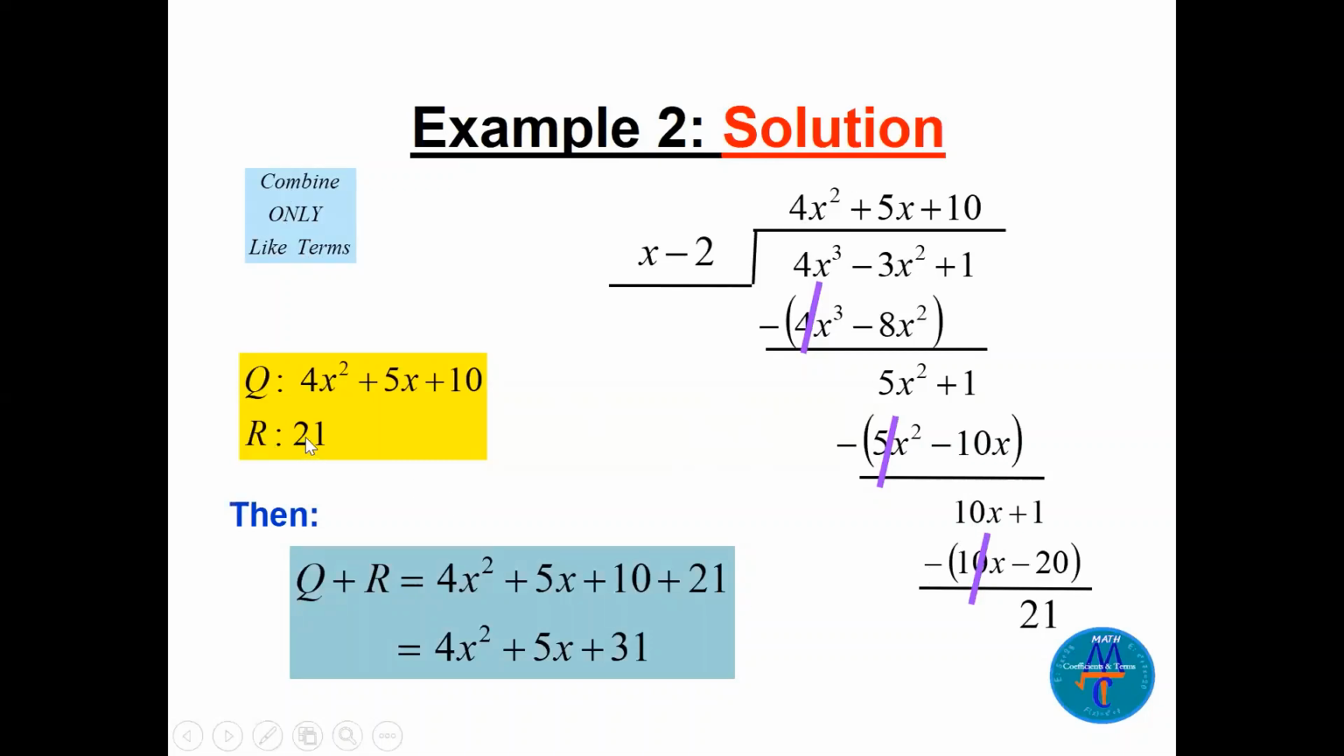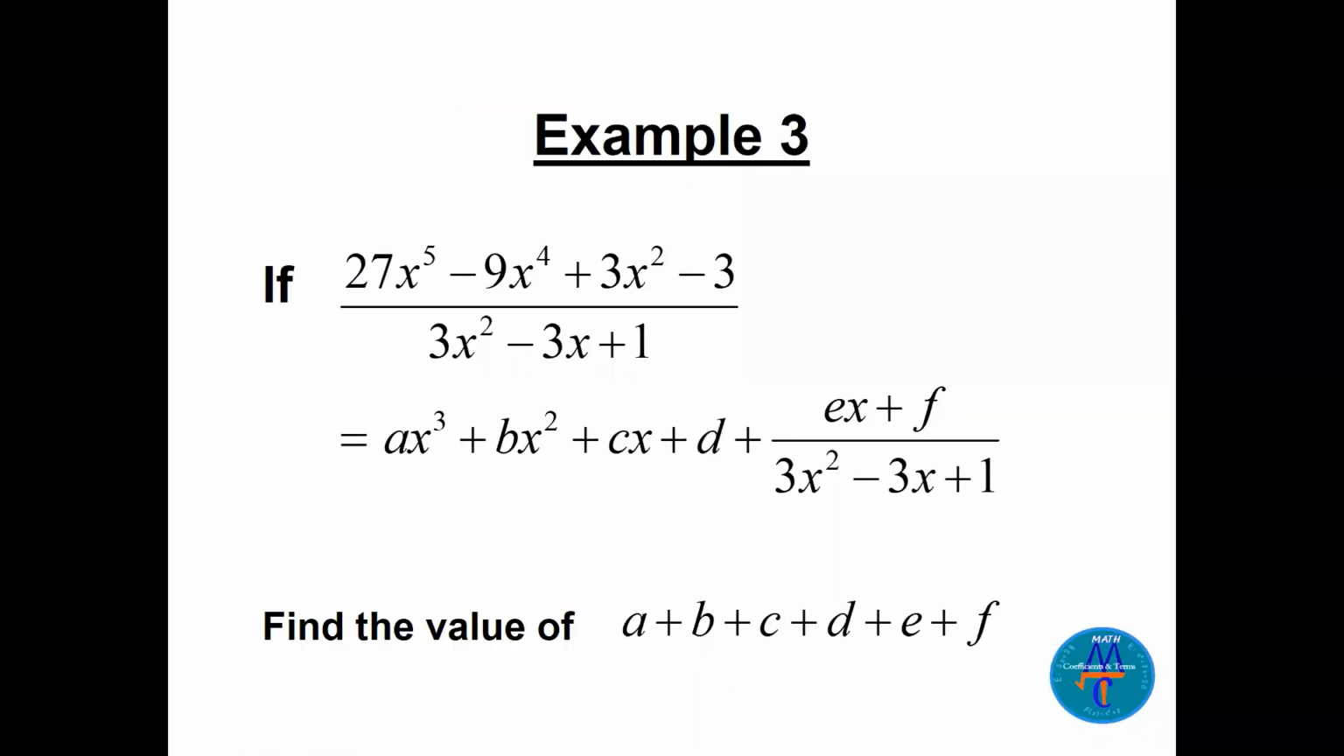So remainder 21, the quotient 4x squared plus 5x plus 10. When you add them, it will be 4x squared plus 5x plus 31. Now let's look at example number 3. We have a polynomial of degree 5, 27x power 5 minus 9x power 4 plus 3x squared minus 3, divided by this one, 3x squared minus 3x plus 1.